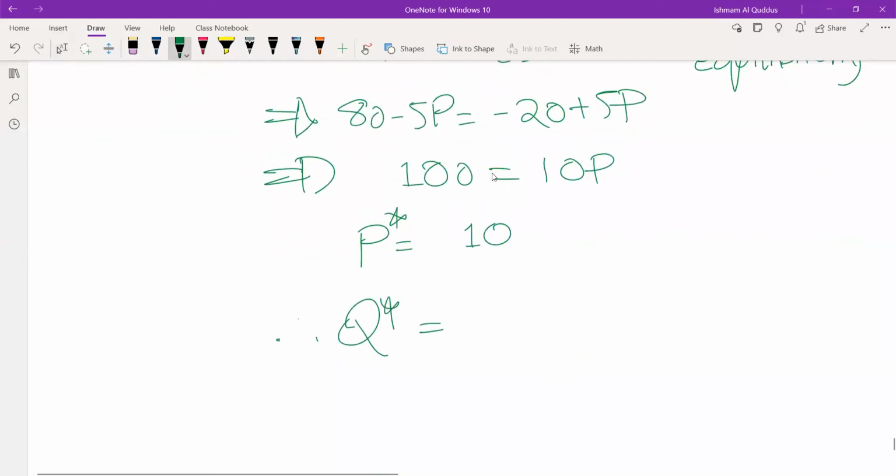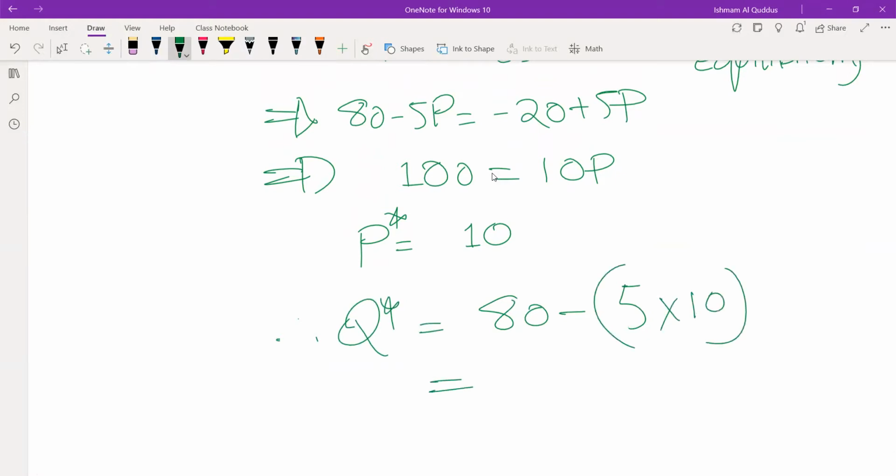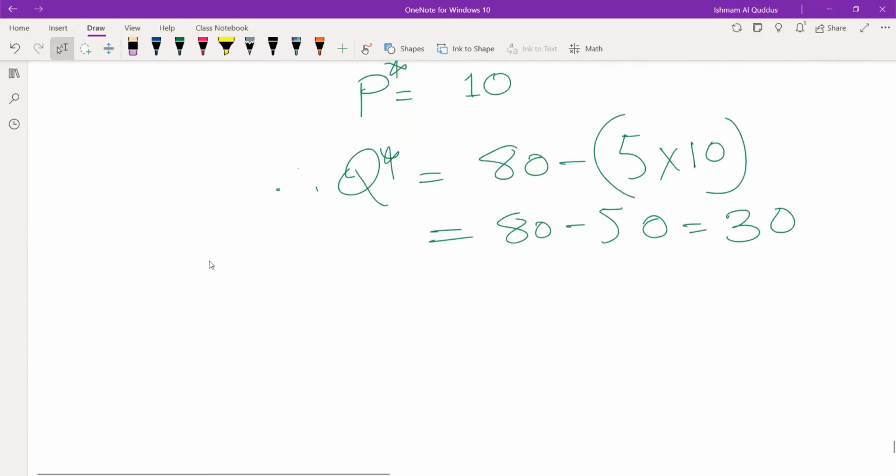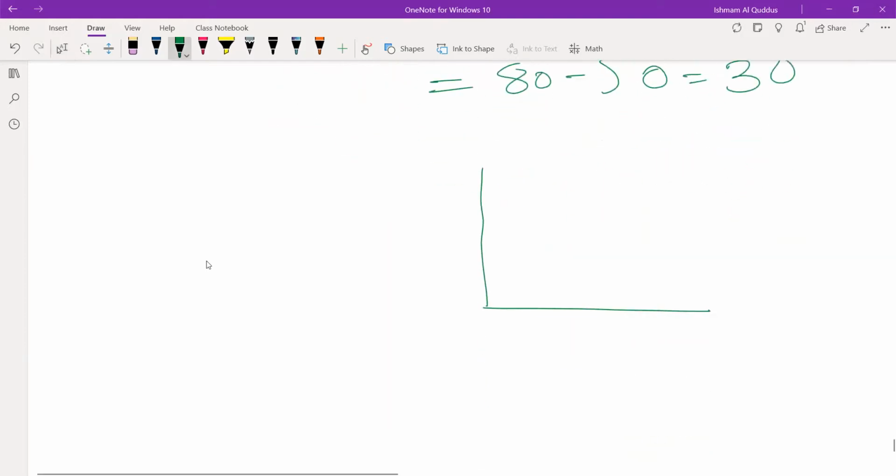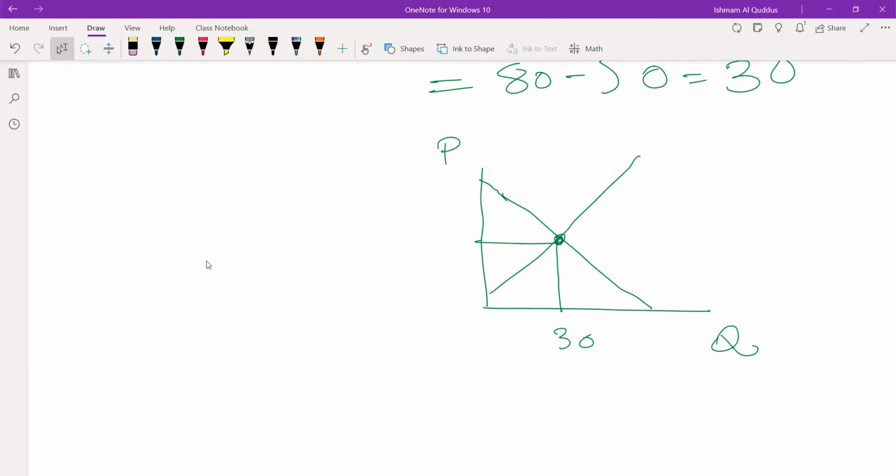80 minus 5p, so 80 minus 5 multiplied by 10, which will give us 80 minus 50, and this is 30, right? So the equilibrium quantity is 30. So we can draw this. Let's say this is the demand function, this is the supply function, this is the equilibrium point, and our equilibrium quantity is 30. Equilibrium price is 10, right?